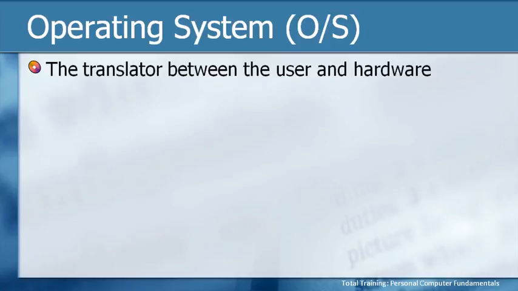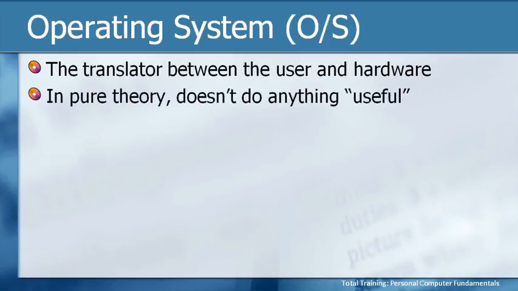So now we know that the operating system is the translator between the user and the hardware, your input and whatever the computer needs to do. In pure theory, the operating system doesn't really do anything useful. We know that it doesn't send emails and it doesn't do calculations, but it actually does some very useful things, just not typically what users think of.